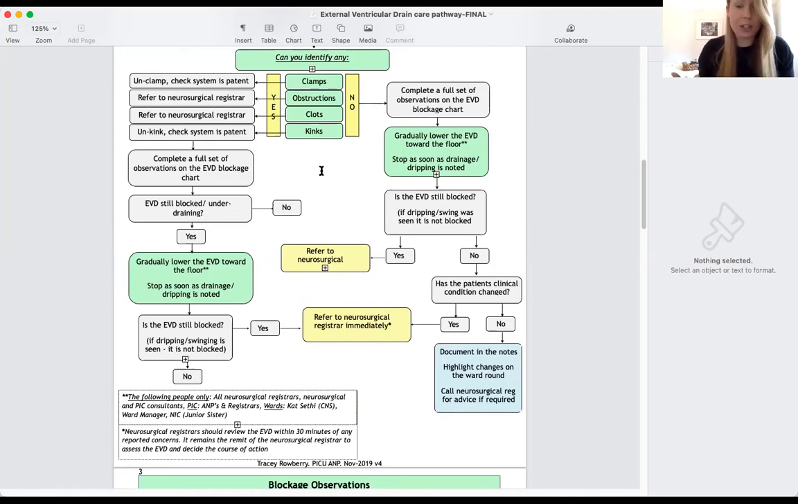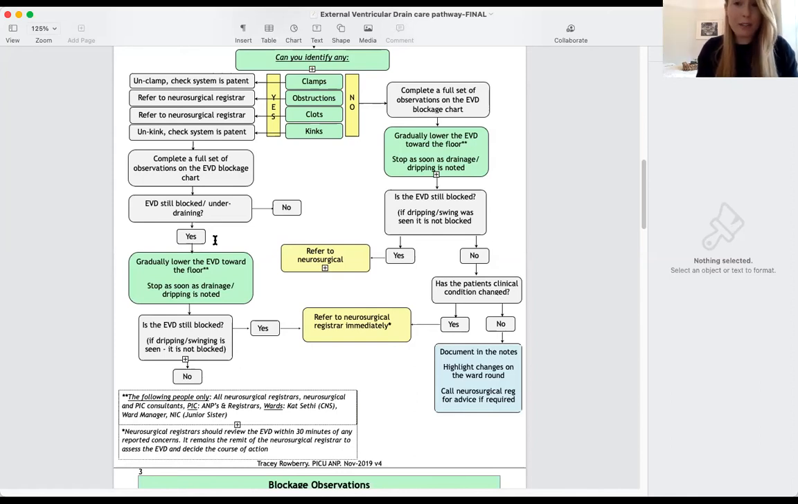And yes, you want to let your neurosurgeon know, but it doesn't have to be that neurosurgical emergency where we expect them to attend within 30 minutes, unless we determine at the end of this troubleshooting that the EVD is blocked. So if you do lower it to the floor, the minute that it starts draining, just pop it back up again. But if it doesn't drain and you end up with your EVD pretty much on the floor, you know that it's blocked, you refer to your neurosurgeon, and in our hospital we expect with this guideline, and the neurosurgeons are aware, that they should attend and resolve the situation within 30 minutes.